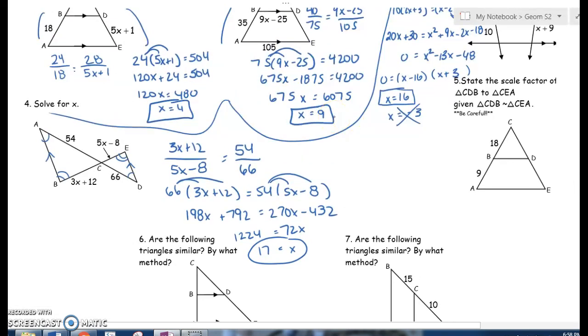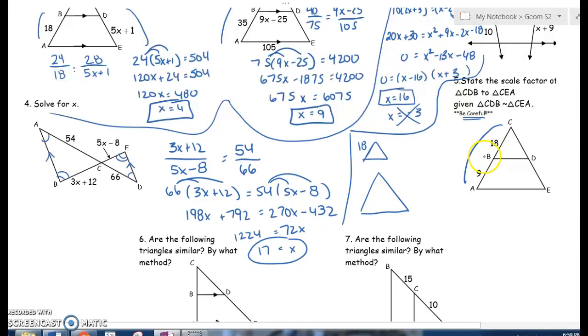With number 5, it says state the scale factor of the little triangle CBD, or CDB, to triangle CEA, given that the triangles are similar. The reason why it says be careful is you're going to want to draw the triangles separately. So like the little triangle, you have 18 here, and then the big triangle isn't going to be 9. It's this whole thing. If you add those together, you're going to have 27.